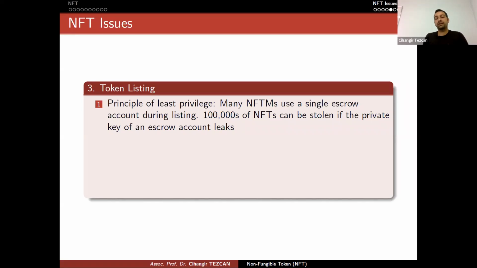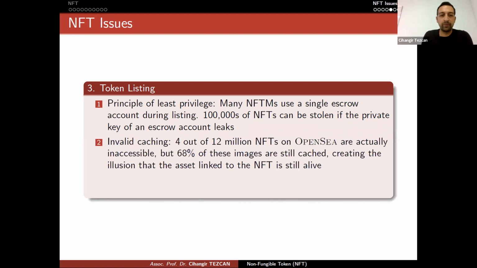So here what we are trying to say is that when you list your NFT in the marketplace, the authority is actually given to a single account. So knowing that single private key will allow you to steal hundreds of thousands of NFTs. So they're actually creating a single point of failure. You should use a different escrow account for every different NFT. That is what I'm trying to say.